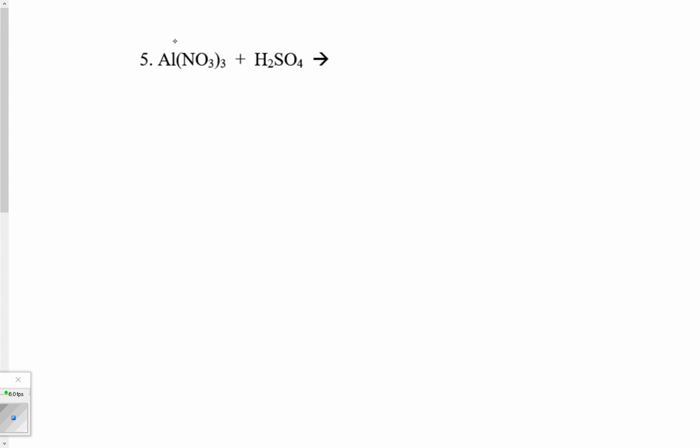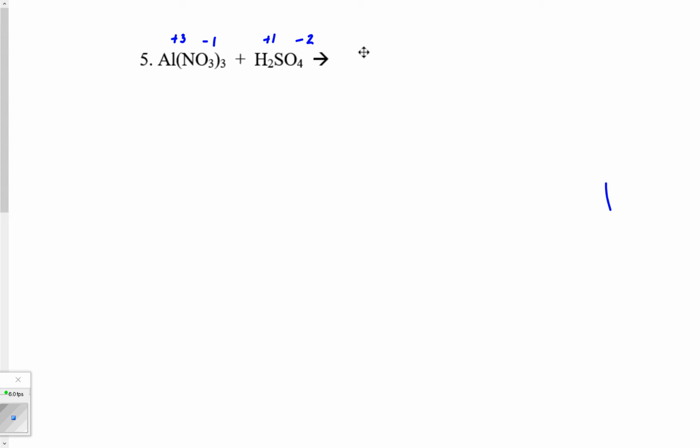You need to look up your oxidation numbers. That's a +3. Nitrate is a -1. Hydrogen is a +1. Sulfate is a -2. And that's why we've got these additional subscripts balancing all this out.